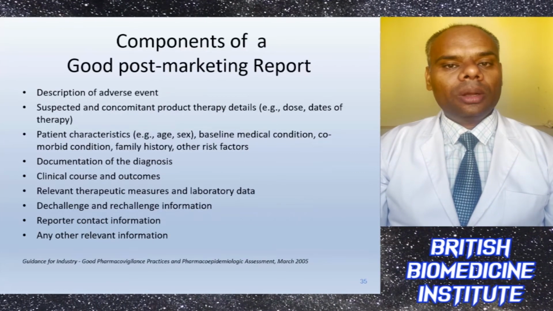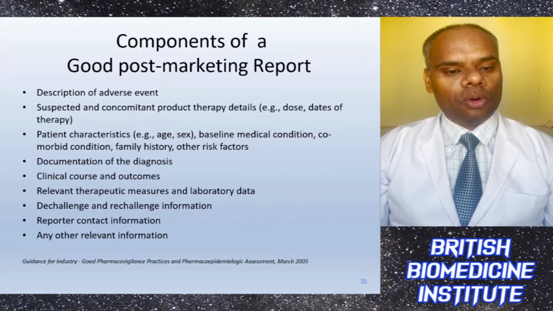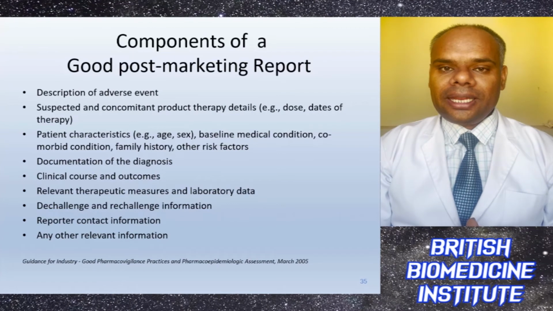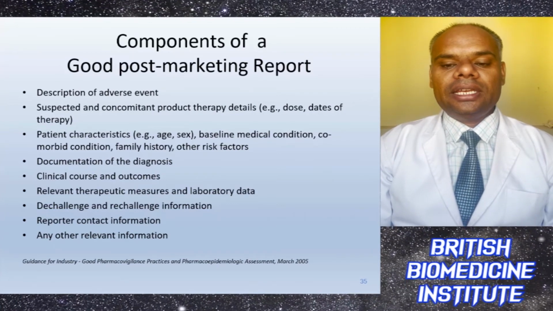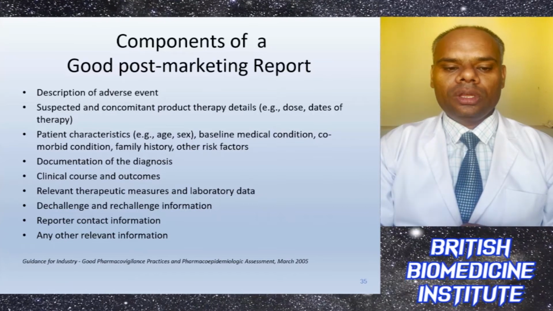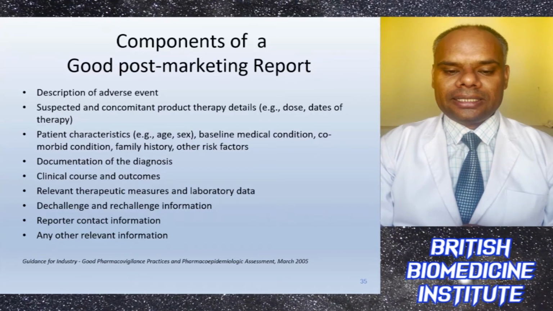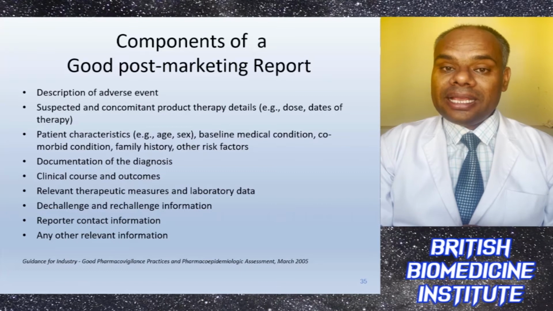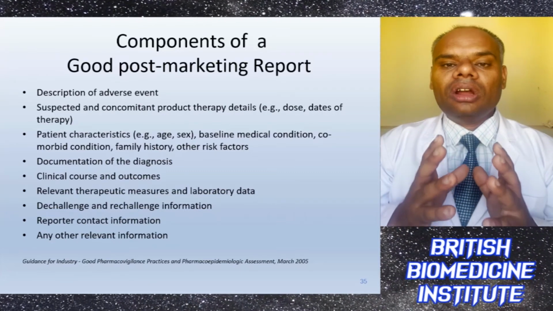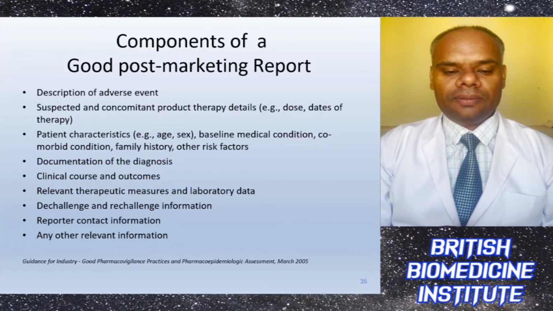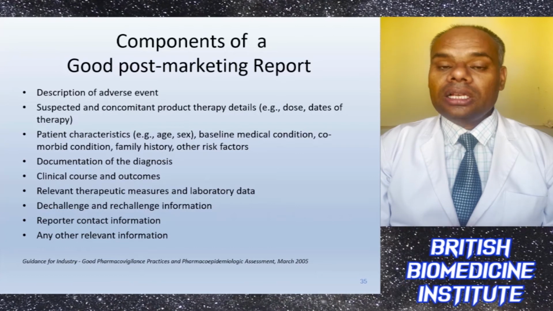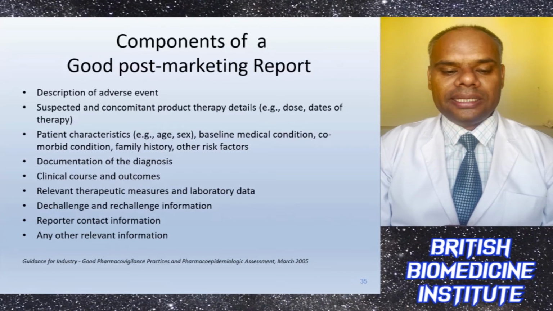The main components of good post-marketing reports are a description of the adverse event, suspected and concomitant product details, and therapy details like dose. Under patient characteristics, there are age, sex, baseline medical conditions, comorbid conditions, family history or other risk factors. There can be documentation of the diagnosis. Clinical course and outcome can also be measured.